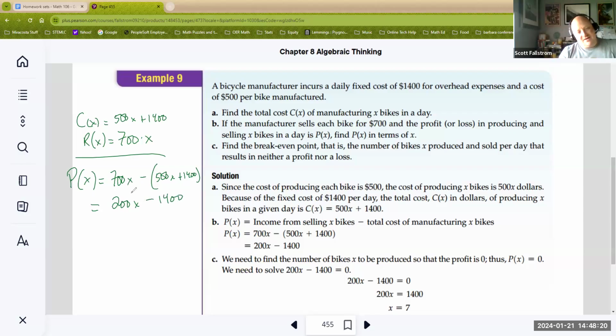So if you picture that, if you sold 7 bicycles, 7 times 200 is 1400. You subtract 1400, you're at 0. You broke even. If you only sold 1 bicycle, 200 times 1 is 200 minus 1400, you lost $1,200. That is not good as a business, right? Okay. So I want to show you though, I'm going to jump over here to Desmos because I believe it's a really powerful tool.